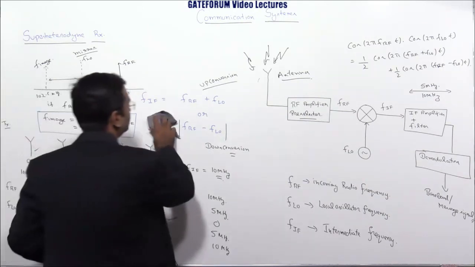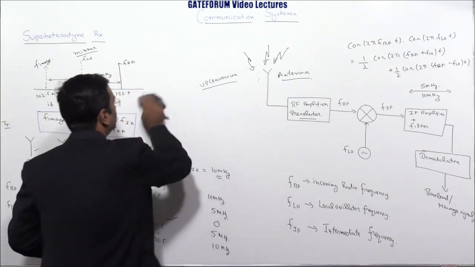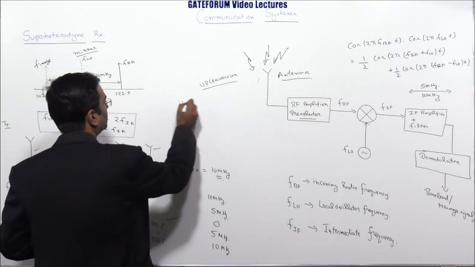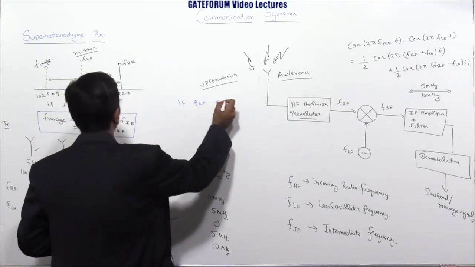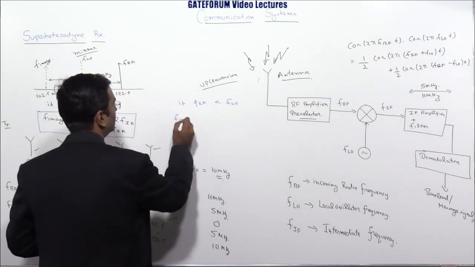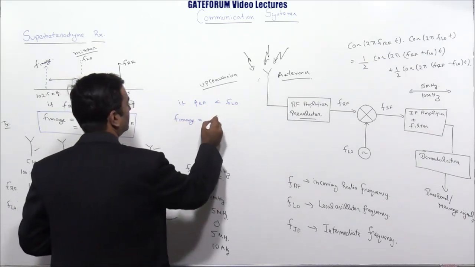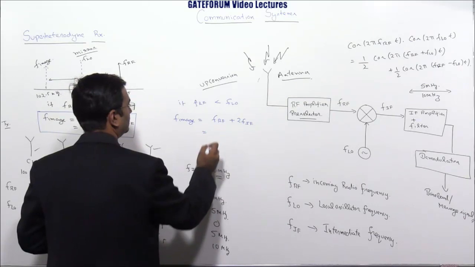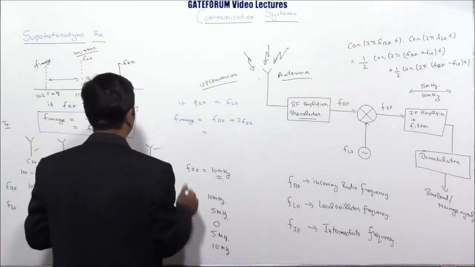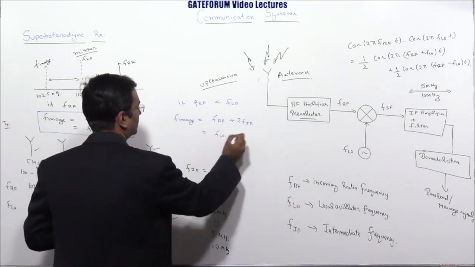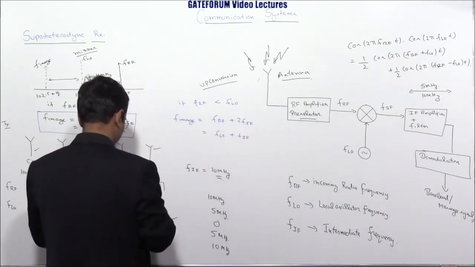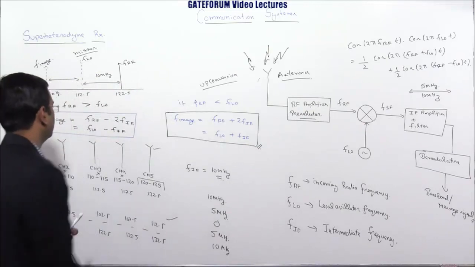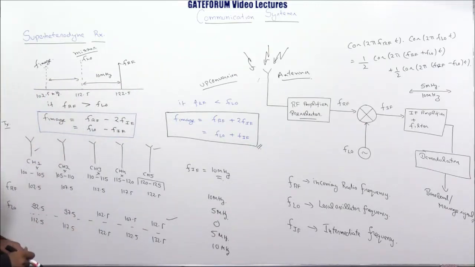The other way: if FRF is lesser than FLO, then F image is FRF plus 2FIF, or FLO plus FIF. Okay, so this is the relationship of image frequencies.